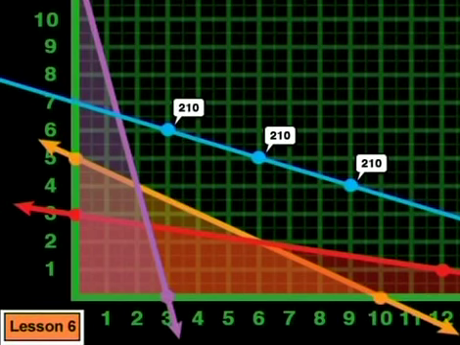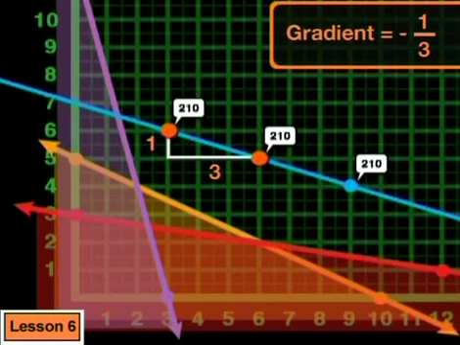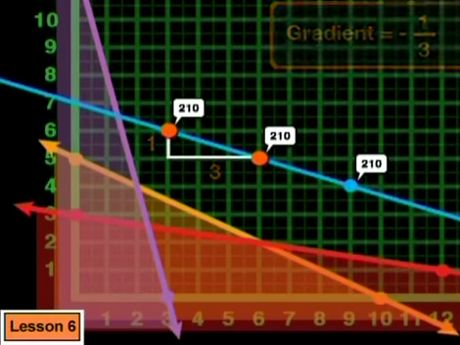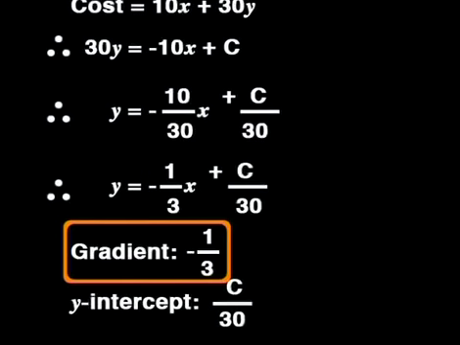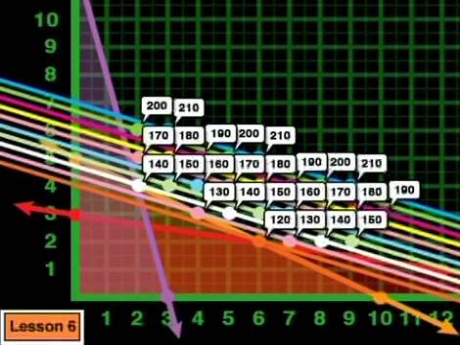Here's the line that joined the points with a cost of 210 cents. We can work out the gradient of the line between these 2 points, (3,6) and (6,5). From (3,6), we go down 1 unit and across to the right 3 units. That's a gradient of negative 1 divided by 3. That's the same as what we worked out algebraically. And since all of the lines are parallel, they all have a gradient of negative 1/3.